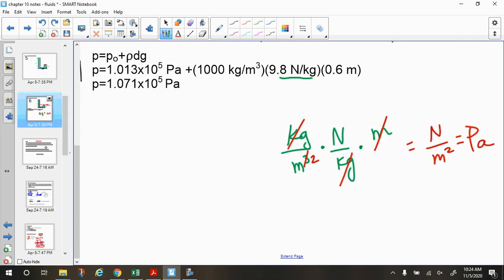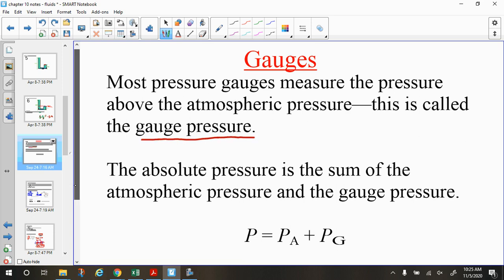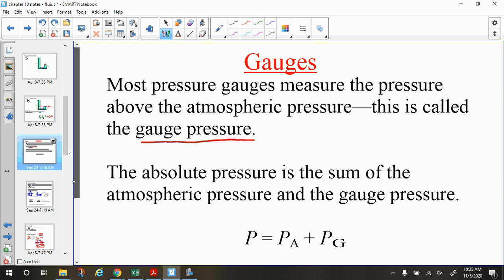Okay, one more quick thing here is about gauges. If you measure the air pressure in your tires, or really any air pressure measurement that you are given, it's the difference in pressure between the atmosphere and the tire, the thing that you're measuring. So this is called a gauge pressure. It's the pressure difference between the atmosphere and the thing you're measuring. Because it's hard to measure an absolute pressure.